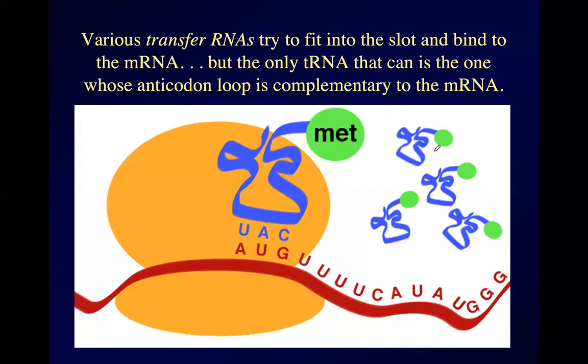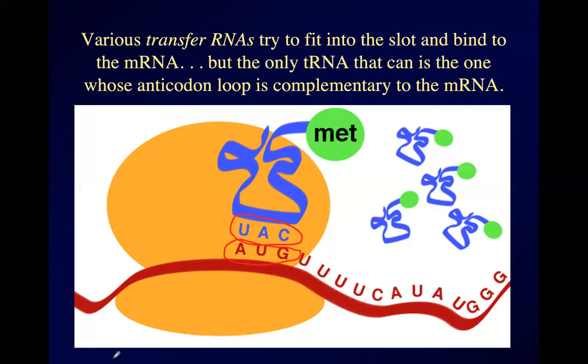There's lots of transfer RNAs that are floating around, and various ones will try to fit into a little slot on the ribosome, kind of like you might have many different keys, and you try every one of them to see if it fits a lock. So this one will go in and see if it fits, and then it falls out, and this one will go in. If it doesn't fit, it'll fall out. And the only one that can fit in the slot and stay in position is the transfer RNA whose anticodon loop is UAC, because UAC is complementary to AUG.